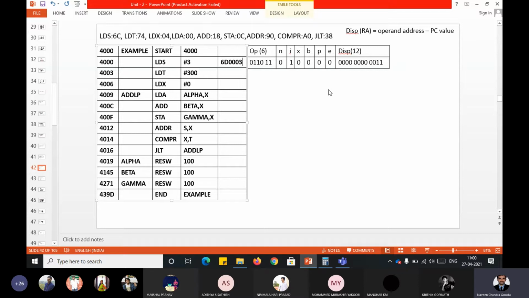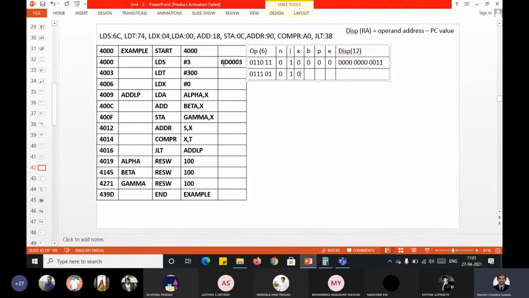Next, if I take you to the next instruction, which is LDT #300. Again, same way. What is the opcode of LDT? It is 74. Write that, 7 and 4. How to write 4? It is 0100, but we have to write only 01. Again, it is #300, which is definitely an immediate addressing mode, for which again n is 0 and i is 1. You are not using any X register, and as in the previous example, the operand address is 300.